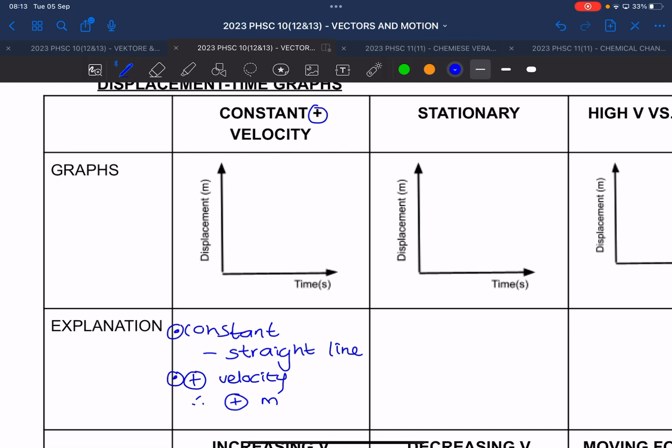Okay, can you see how I take this description apart? Constant means it's a straight line. Positive velocity means it must be a positive gradient. So please show me with your hands. If we have a straight line with a positive gradient, what will that look like? Thank you. Like that.